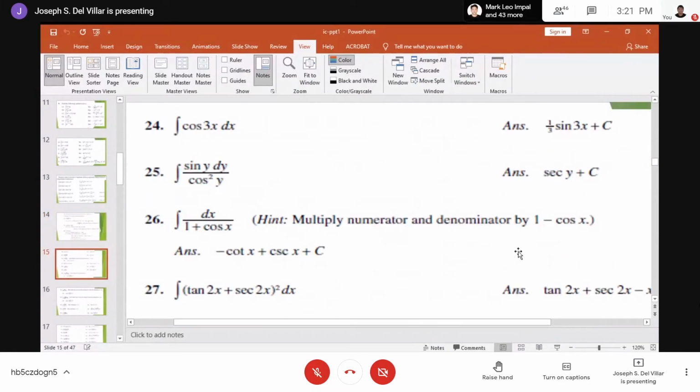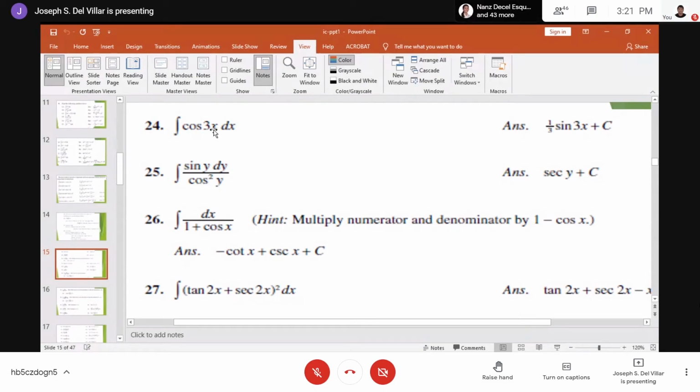Okay, number 24, it's very easy. What is the integral of cosine 3x dx? So, anong gagawin nyo rito? Use substitution po, sir. Yes, pwede rin kayo mag-substitution. Pero kung by inspection, pwede nyo yung gawin, huwag na kayong gumamit ng substitution.